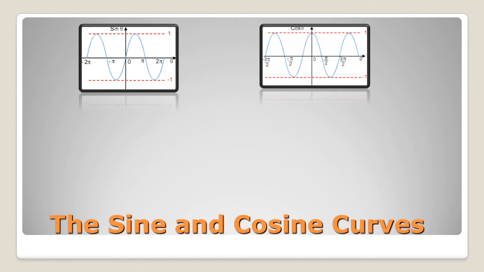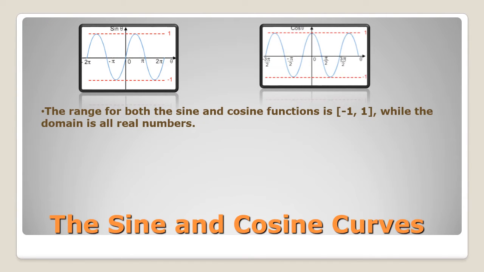Okay, so looking at the sine and cosine, a few facts. The range for both is negative 1 to 1, while the domain is all real numbers. In other words, you could put any real number you want in for theta, and you will get a cosine or a sine for that. Each function has a period of 2 pi, which means that one complete cycle, from middle to up to middle down back up again, takes up a space of 2 pi.